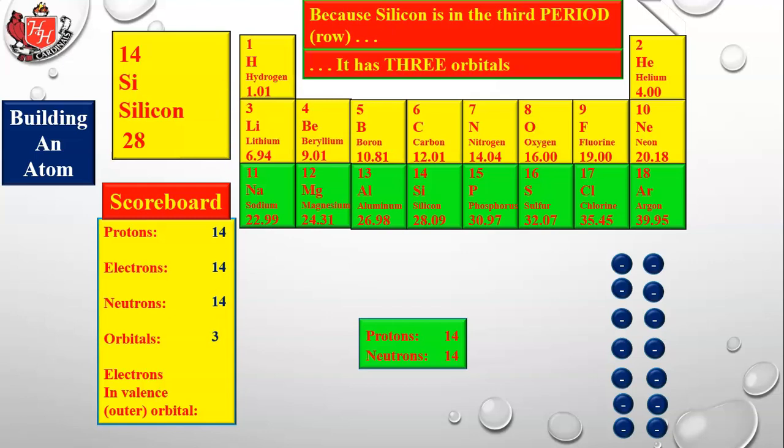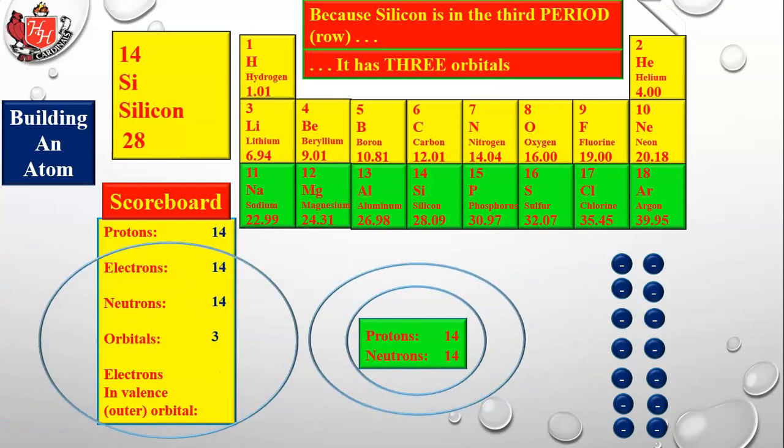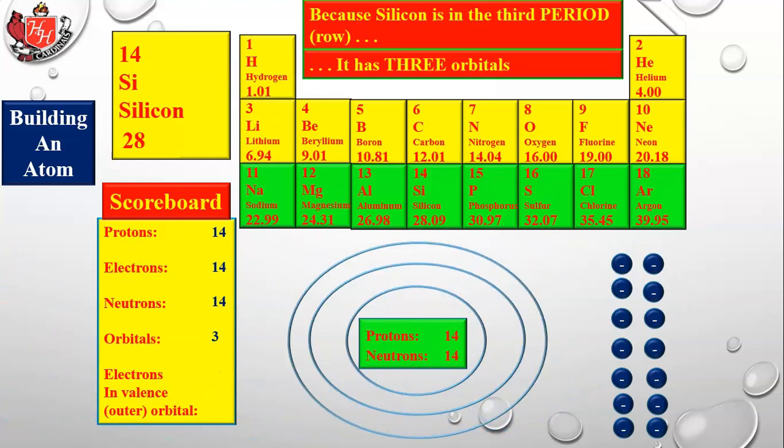So first we'll put the scoreboard. You see orbitals got filled in on the scoreboard there at 3. So here they come. There's 1. There's the second orbital. And there's the third orbital. Okay, so silicon has 3 orbitals. All right, now we're ready to place our electrons.